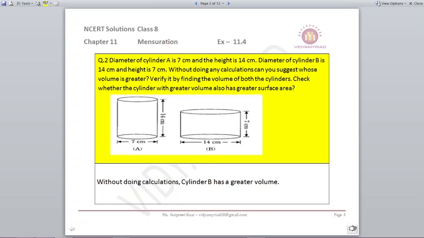Question number 2. Diameter of cylinder A is 7 centimeters and height is 14. Diameter of cylinder B is 14 and height is 7. Without doing any calculations, can you suggest whose volume is greater? Verify it by finding the volume of both the cylinders. Check whether the cylinder with greater volume also has greater surface area. Now, if we look at the figure, according to me, without doing the calculations, we can see that cylinder B has a greater volume. Let's do it by calculations now.